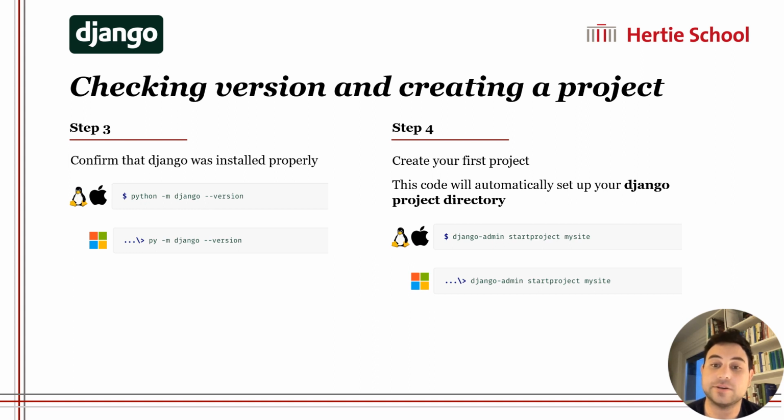Then, afterwards, you're going to want to set up your first project within Django. This will automatically create your Django project directory, which will be a list of files that we'll see in the next slide. You can do this by doing django-admin startproject and then naming it whatever you would like to name it. In this context, we've called it mysite.